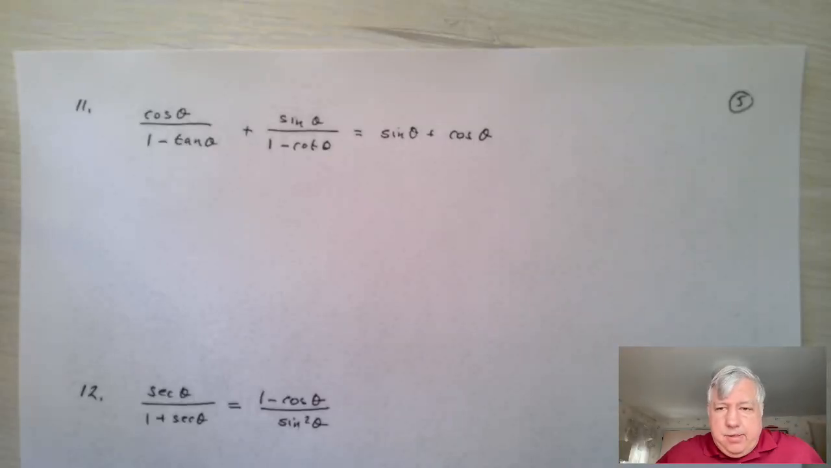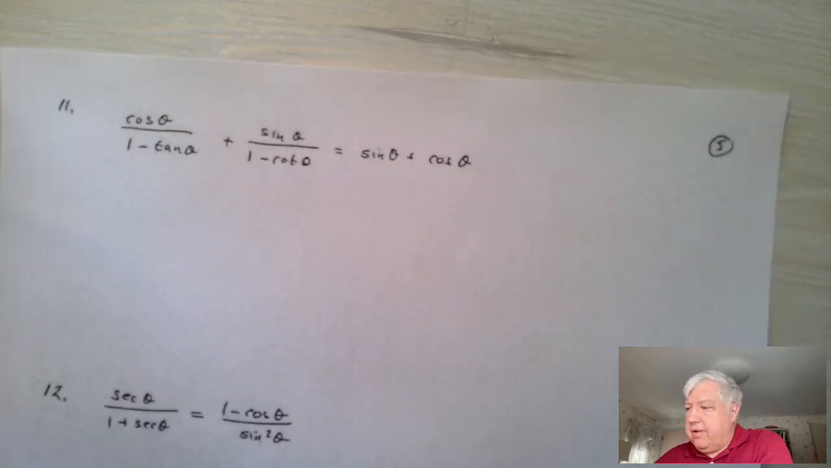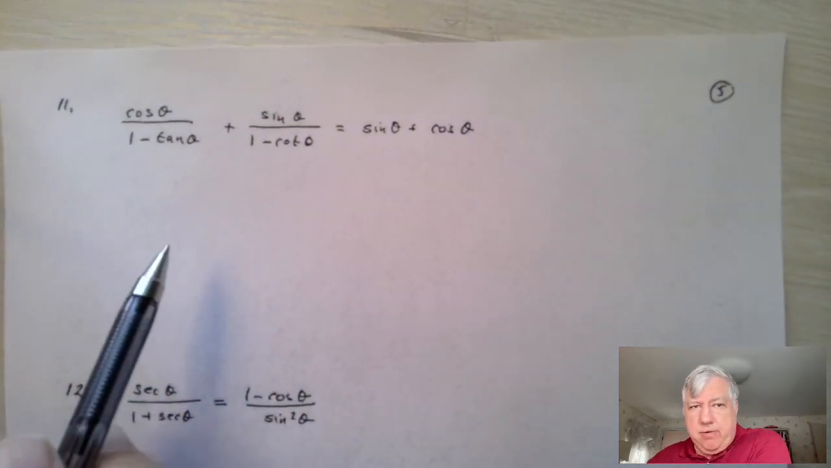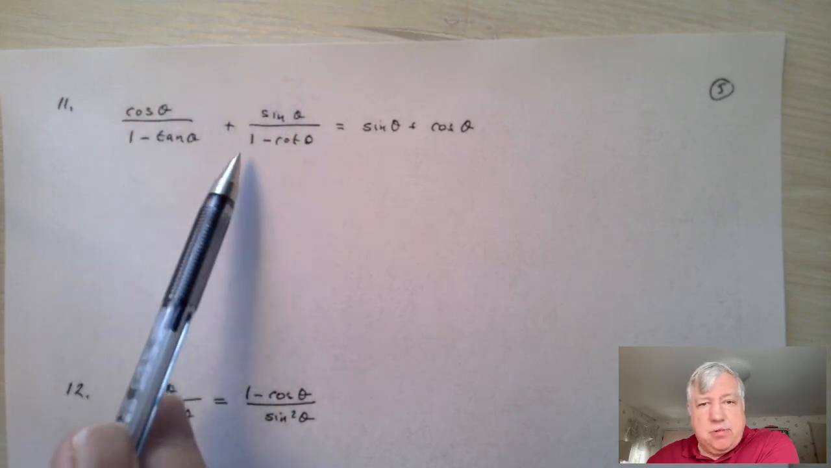Hello again. So we're going to continue looking at proving some trigonometric identities, and now we're going to increase the level of difficulty a little bit. So number 11, we're asked to prove this identity right here, and obviously this side is the more complicated side, so we're going to do that.